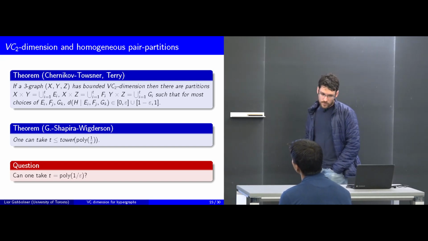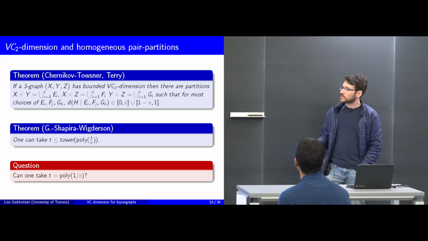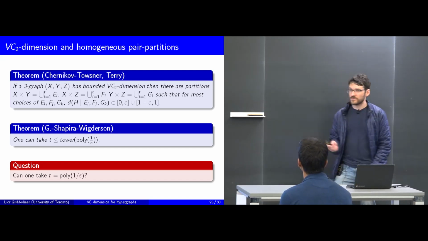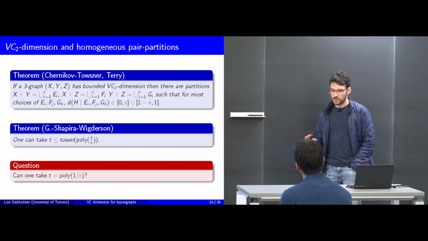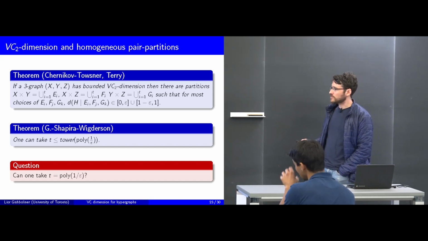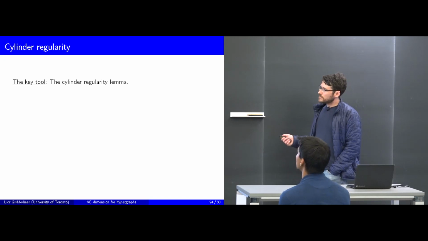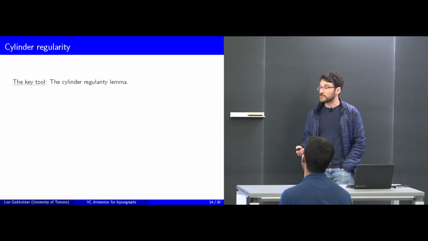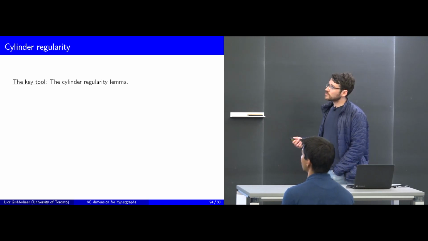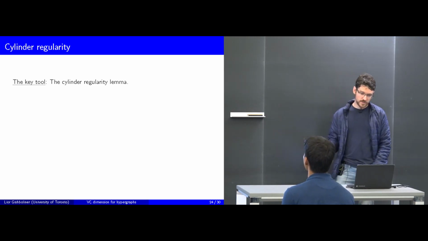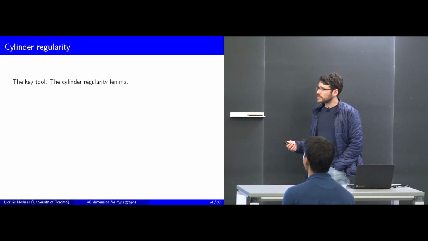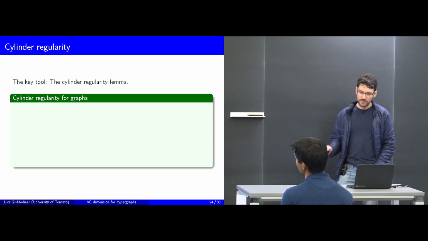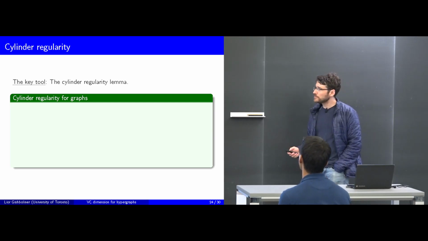So the last thing I want to do, I want to tell you a little bit about how we prove this. This is much more complicated than the previous proof, so I'll only give you the rough idea of how this works. And for this, I need to talk about something that's called cylinder regularity. So the key tool that we use is the cylinder regularity lemma. Let me tell you what it means, and let me start with graphs. Graphs are simpler.